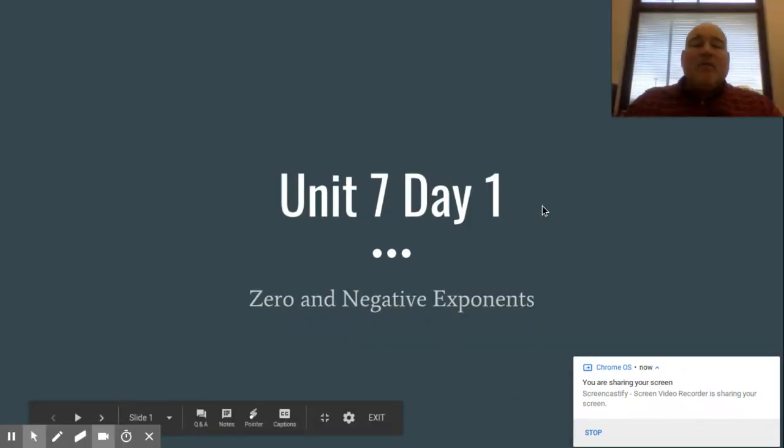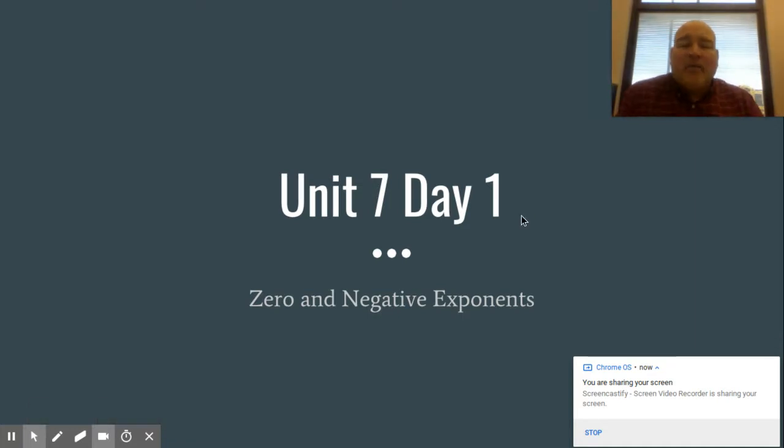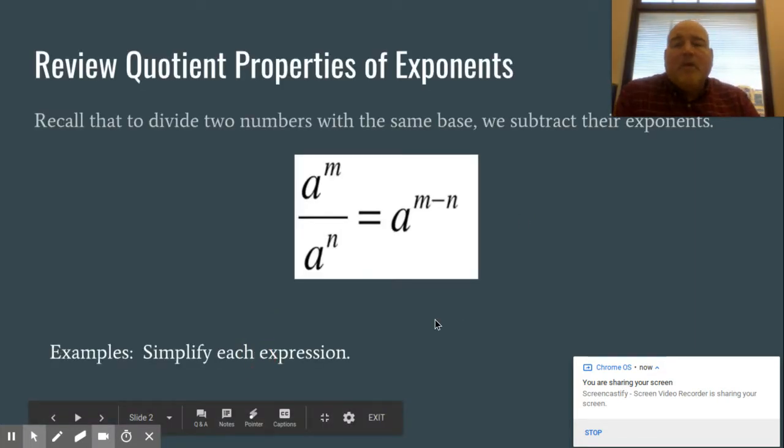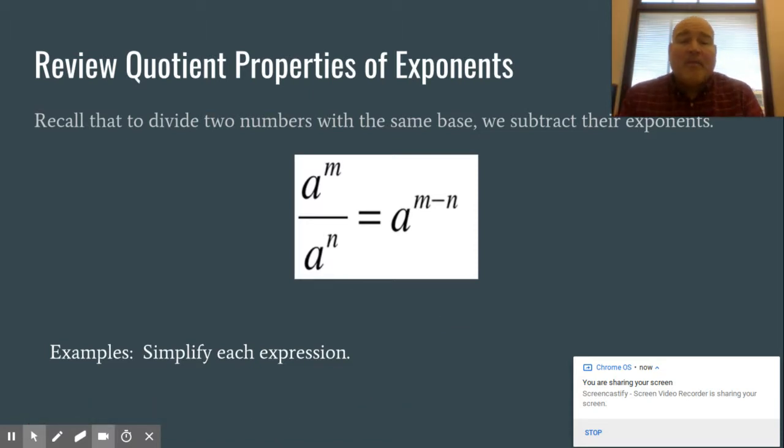So in today's lesson, we'd like to review our zero and negative exponents properties. Recall that to divide two numbers with the same base, we subtract their exponents. A to the m divided by a to the n is a to the m minus n. Take a look at some examples.